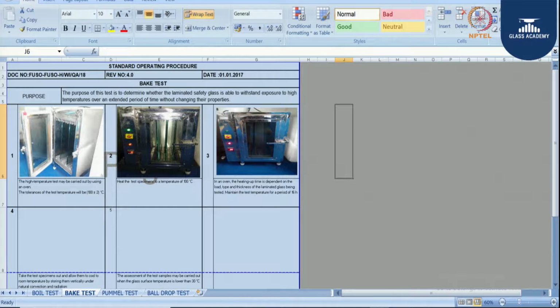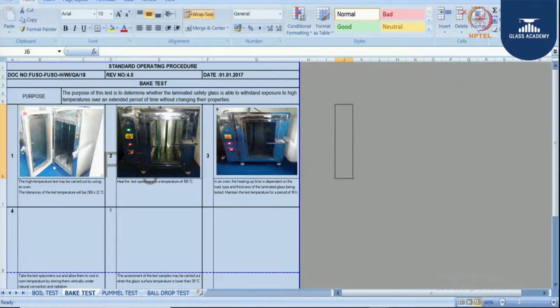Then gradually every 1 hour we are going to increase the temperature by 10 degrees. For example, if I am keeping the glass at 100 degrees centigrade for 16 hours, on the 17th hour I will be keeping 110 degrees centigrade, on the 18th hour I will be keeping 120 degrees centigrade. Like that every hour I am going to increase 10 degrees temperature, and I will be taking out the glass, inspecting and again placing back in the oven.